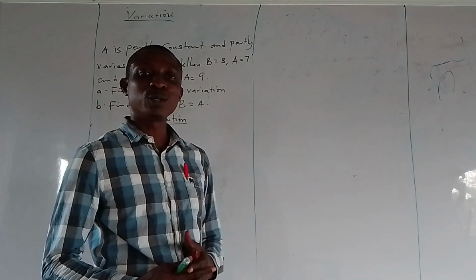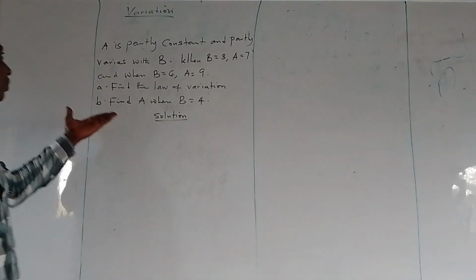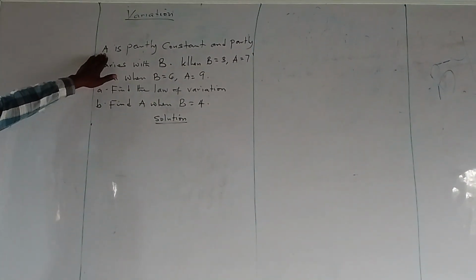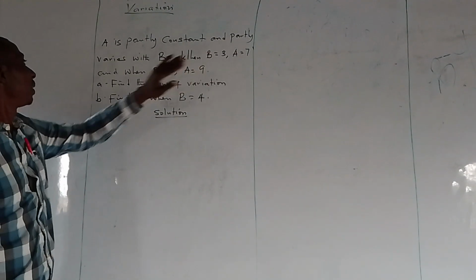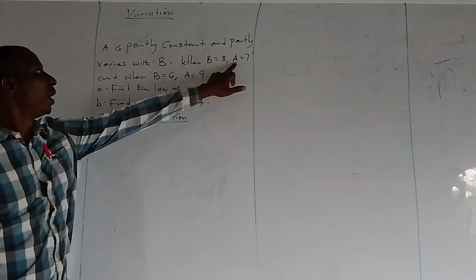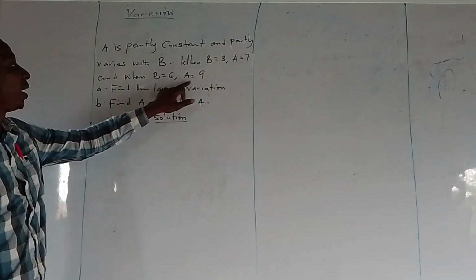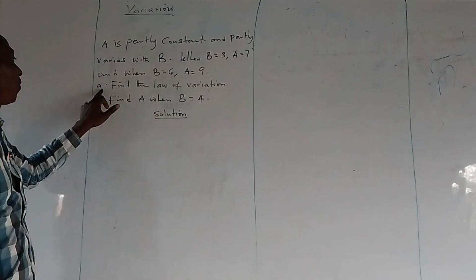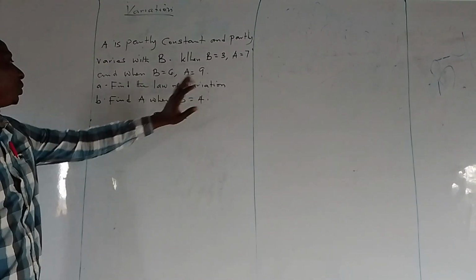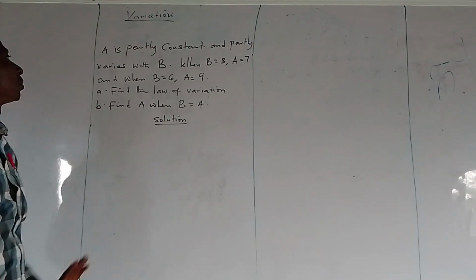This is another question under variation, partial variation. Now look at the question. A is partly constant and partly varies with B. When B is 3, A is 7, and when B is 6, A is 9. Now find the law of variation, and find A when B is 4.